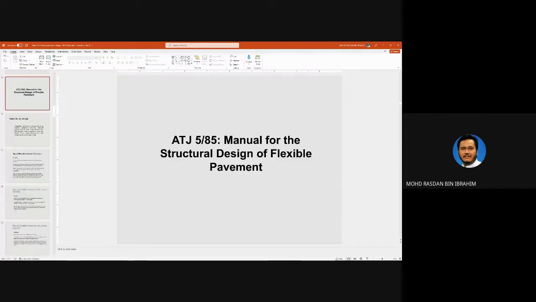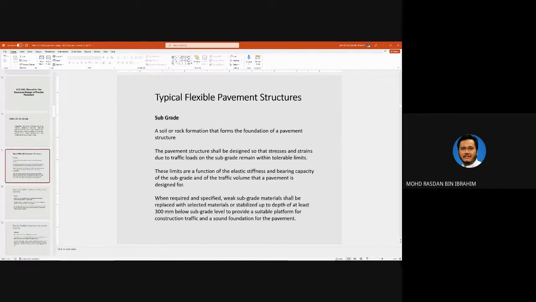I think you can download it online, but the one that I have here is already copied from this manual. So subgrade is a soil or rock formation that forms the foundation of the pavement structure. The pavement shall be designed so that stresses and strains remain within tolerable limits. These limits are a function of the elastic stiffness and bearing capacity of the subgrade and of the traffic volume it is designed for. When required and specified, weak subgrade material shall be replaced with selected materials or stabilized up to a depth of at least 300 millimeters below subgrade.